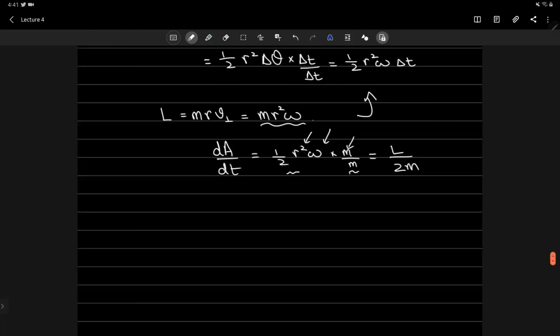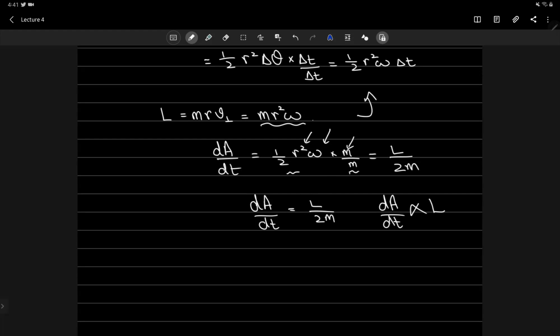So from this we can see that our aerial velocity, we will call this thing aerial velocity, is equal to L over 2m. So it's directly proportional to angular momentum. So let me just write this as dA over dt is directly proportional to the angular momentum of the planet.